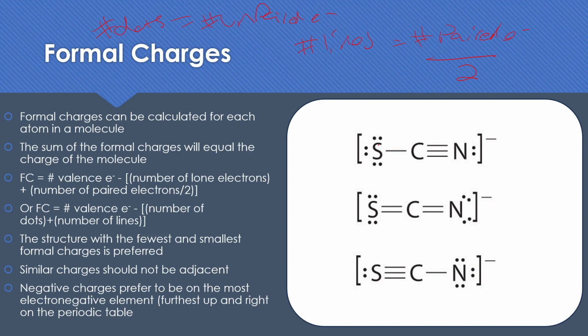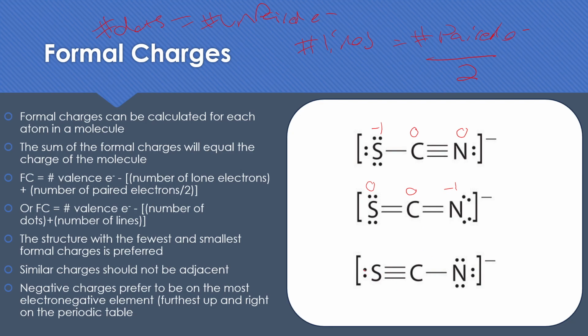1. So sulfur, we have 6 minus 1, 2, 3, 4, 5, 6, 7, so minus 1. Carbon, 4 minus 1, 2, 3, 4, so 0. Nitrogen is 5 minus 1, 2, 3, 4, 5, so 0. Here, sulfur is 6 minus 1, 2, 3, 4, 5, 6, 0. Carbon's 4 minus 4. Nitrogen's 5 minus 1, 2, 3, 4, 5, 6, or minus 1.